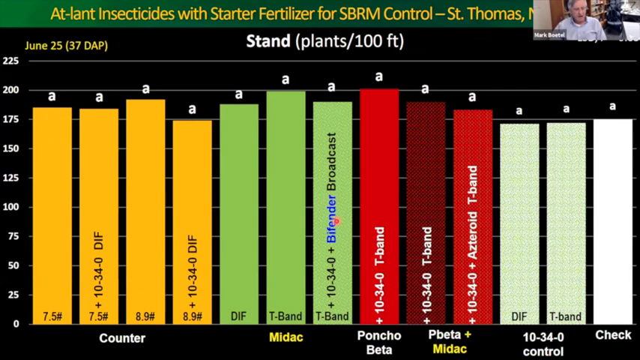And Bifender is not labeled for sugarbeet yet, but it's something that Vive Crop Protection is pursuing. So we did want to include it in the presentation today. The next series of bars, we have Poncho Beta, either with just 10-34-0. We've got then Poncho Beta and MyDAC in these bars with the hash marks on them. And then the far right one of that cluster includes Asteroid at plant in that tank mix with 10-34-0 and MyDAC. And there are no differences here, as this indicates, suggesting that we didn't really have any significant negative impacts on stand counts.